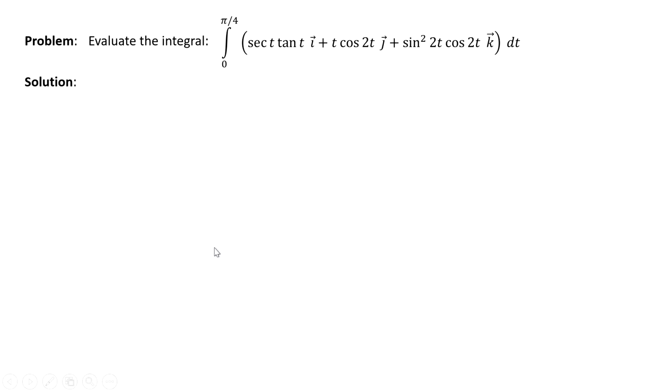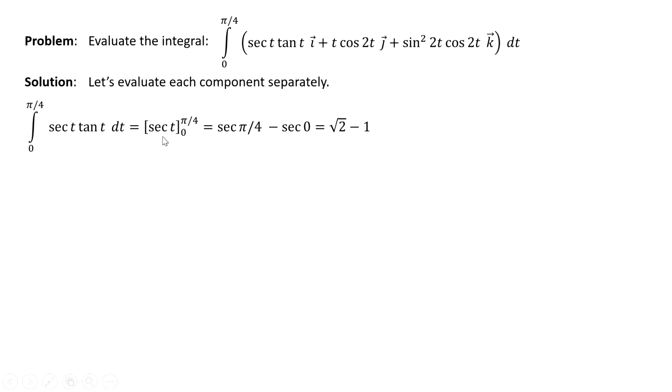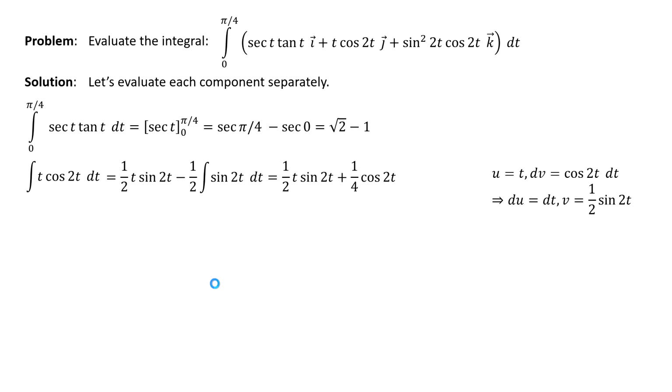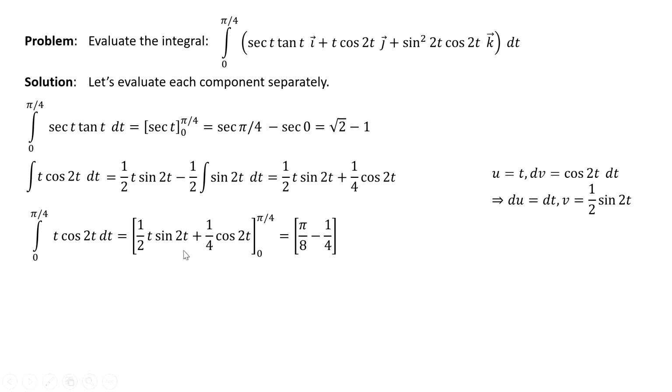Anyways, integral 0 to pi/4 of secant t tangent t. The only big question in this one is, do you know how to integrate secant t tangent t? Yeah, that's just secant t, evaluated from 0 to pi/4. Ta-da! Next, t cosine 2t. Integration by parts. u equals t, dv equals cosine 2t dt, and you do all that nonsense. Then apply the limits and you get this. I'm not going to bore you with this, guys.